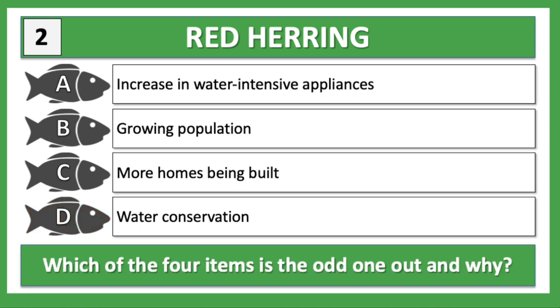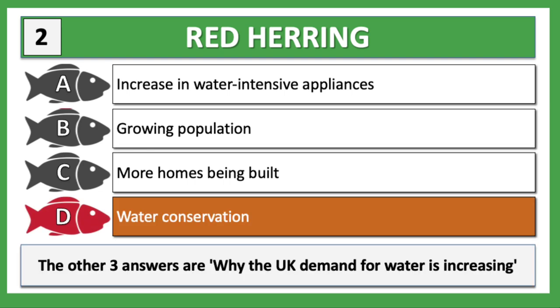Right, let's move on to number two. Increase in water intensive appliances, growing population, more homes are being built, and water conservation. Which of the four items is the odd one out and why? Again, if you need to pause to have a little bit of think, please do. So which of those is the odd one out and why? Let's reveal. It is water conservation. The others are reasons why the UK demand for water is increasing.